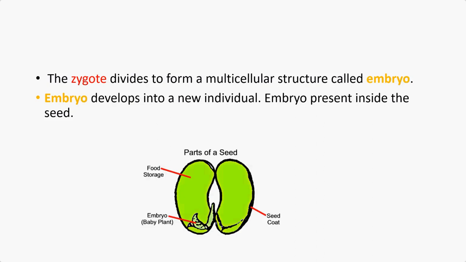it divides to form a multicellular structure. See, the zygote is a single cell. You remember? They both combine together. Who both? The male and female reproductive cells combine and form a single cell. Now, the single cell zygote divides to form a multicellular structure called embryo. Multicellular means more than one cell.